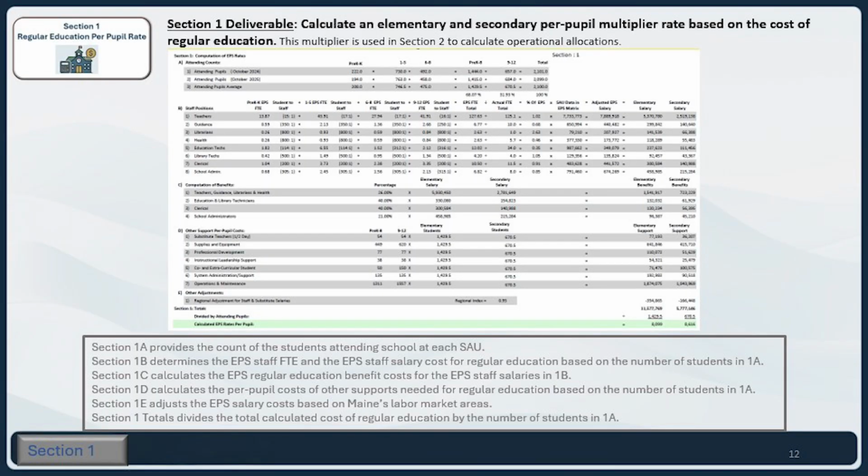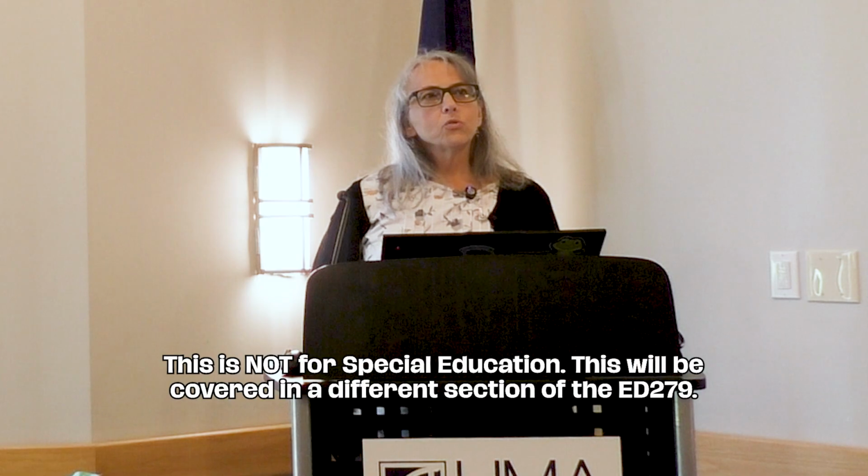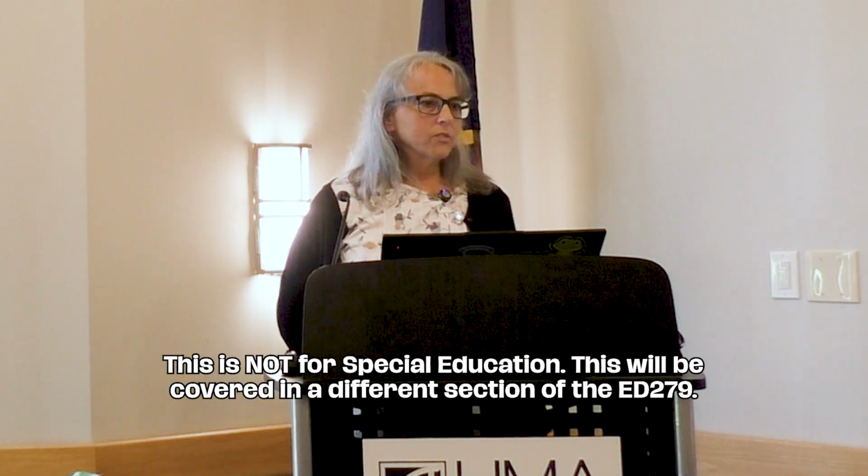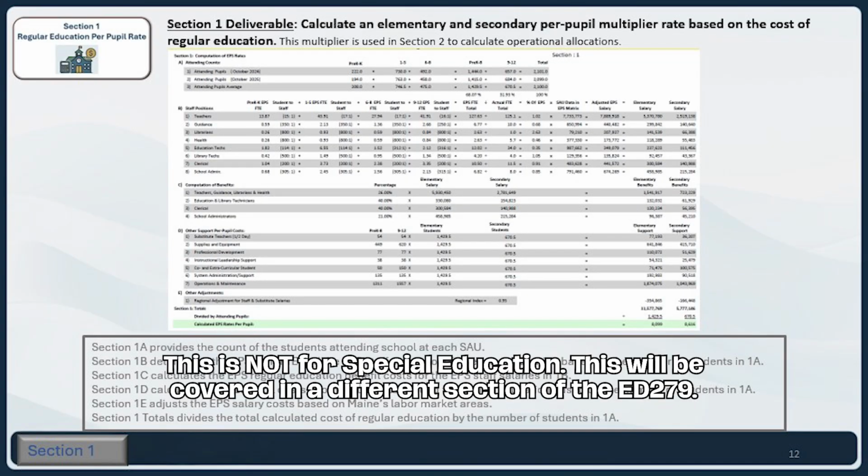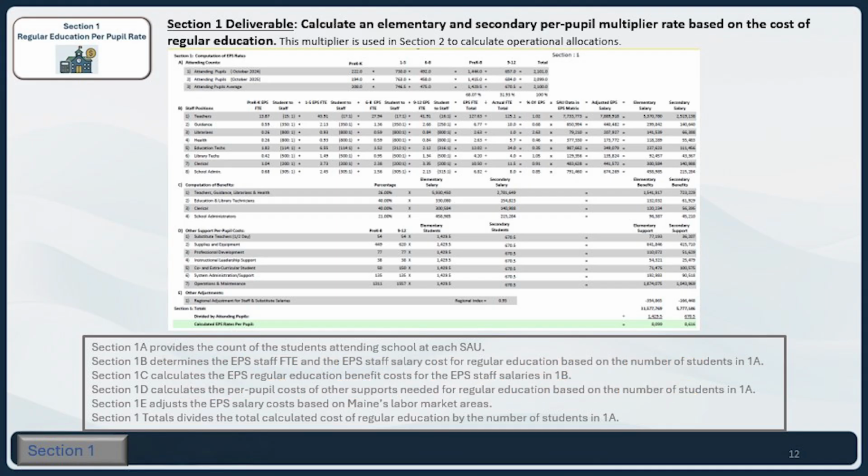So in section 1, what we're going to do is calculate that elementary and secondary per pupil multiplier rate. And we're basing this on regular education. Those are the students that do not need extra supports in order for education. We're going to use regular education in order to determine a cost allocation in section 2.